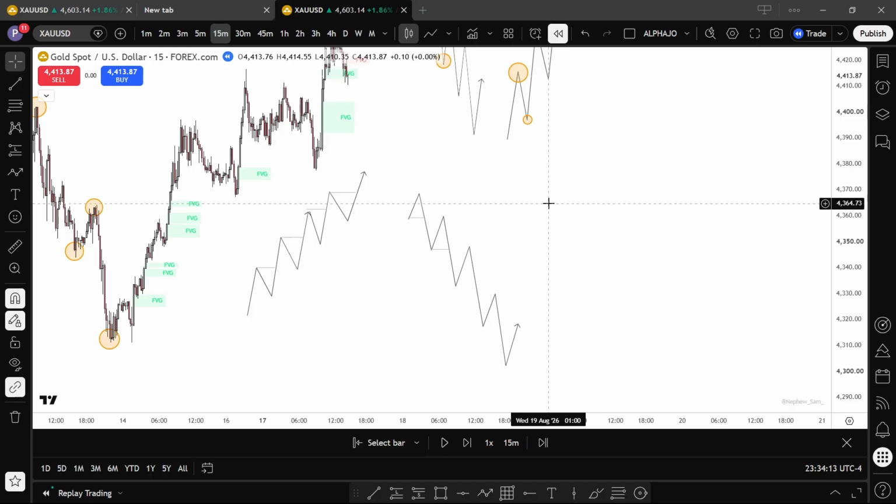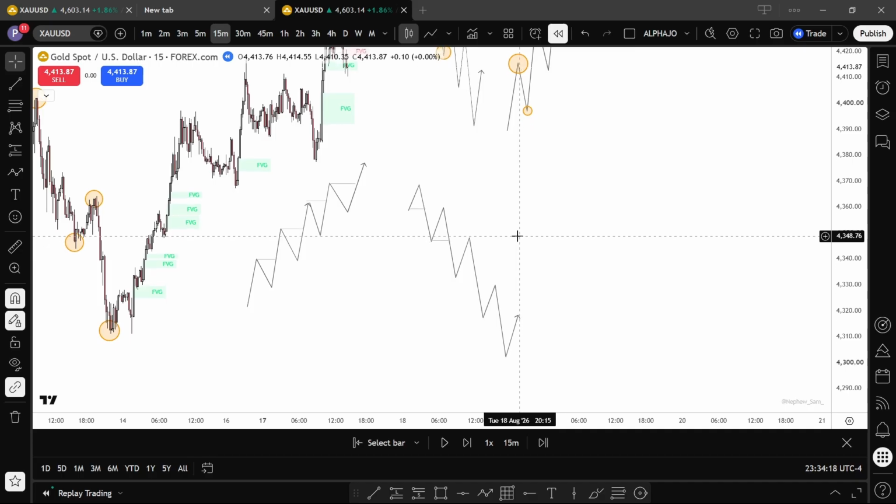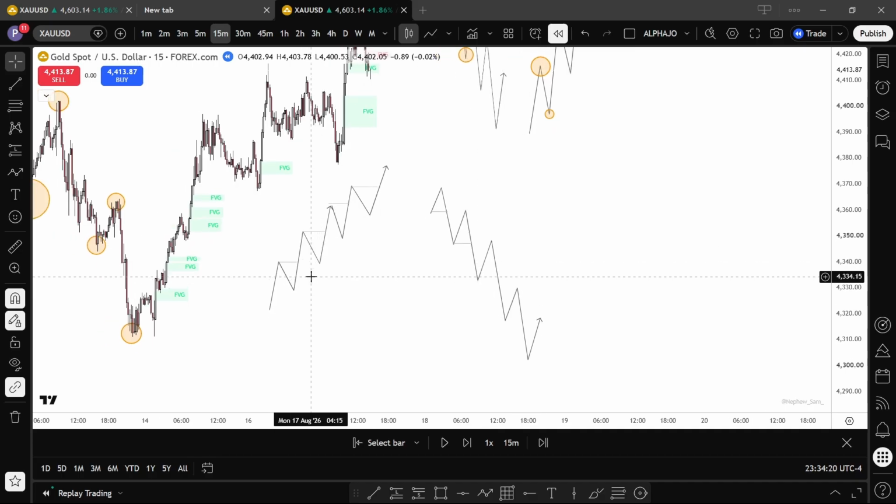So in other words, breaks of structure simply suggest continuations, right? Realize that since we were in a bullish trend and price kept breaking the important highs, the higher highs that were being formed, we term that as price continuing the trend to the upside. That's the same thing for the bearish trend, right? A break of structure just suggests that price wants to continue in the direction it is already moving.